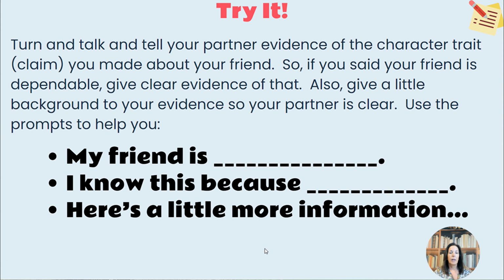Okay, so now you're going to turn and talk and tell your partner evidence of the character trait, which is your claim that you made about your friend. So if you said your friend is dependable, give clear evidence of that. Also, give a little background to your evidence so your partner is clear. I know that might sound confusing, so just follow these prompts. You're going to say, my friend is dependable, or whatever quality you're saying. I know this because, and here's a little bit more information.